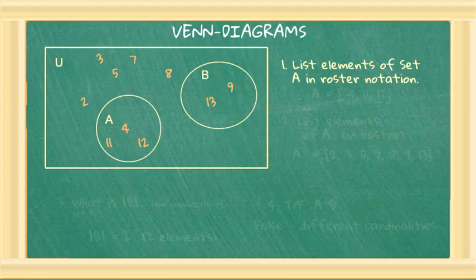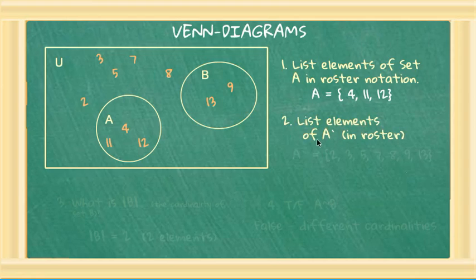Okay, so if we're asked to list the elements of set A in roster notation, we would write A equals the brackets, and we list those elements preferably in ascending order from lowest to highest. So 4, 11, and 12 we can visually see are in set A, and there's the roster notation to show that.